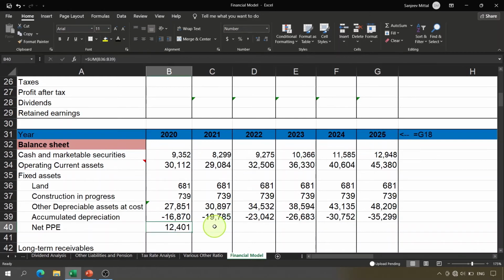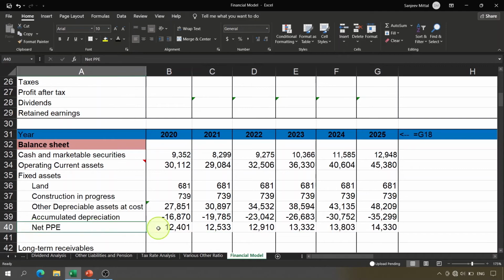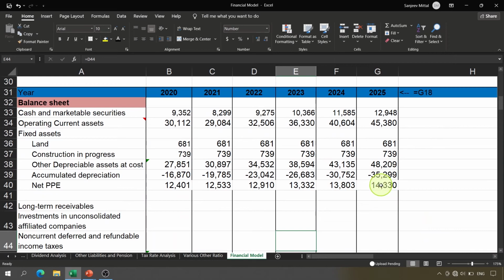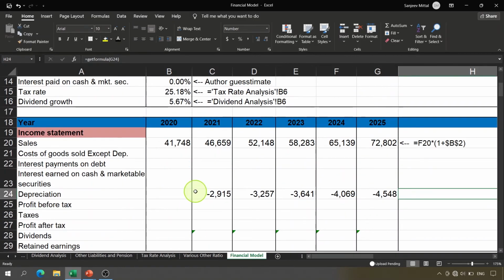After that, we can simply copy this formula of net property, plant and equipment also, and if we copy and paste these numbers, we shall get our net property, plant and equipment till the end of year 2025, which is 14,330. This 14,330 is representing that for the year 2025, we are having our land of 681, construction in progress of 739, other depreciable assets at cost of 48,209. From that, we have reduced our accumulated depreciation and we get our net property, plant and equipment, which you can see right now. In this way, we have modeled our fixed assets inside our balance sheet and the corresponding depreciation in our Excel sheet right now in our income statement.